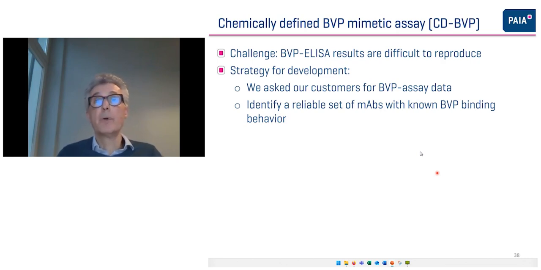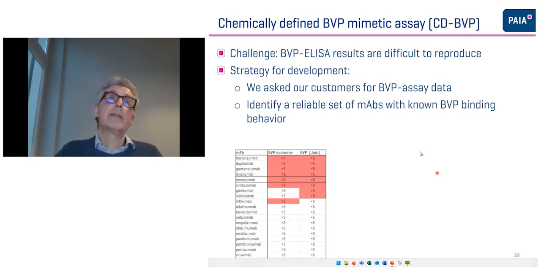So it also posed a problem for us in the sense that we didn't know which kind of assay data is really reliable in terms of BVP assays. So what we did is we asked our customers for their BVP assay data in order to identify a reliable set of mAbs for which we know that they're really binding or not binding. In the end, we came up with this list of antibodies here.